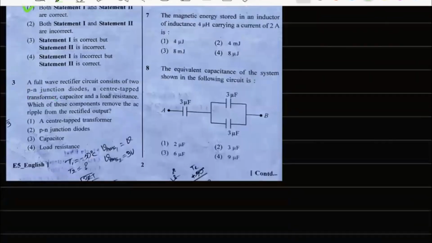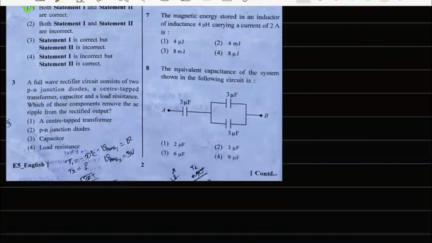Question number 2. Given below are two statements. Photovoltaic devices can convert optical radiation into electricity. Yes, so photovoltaic devices are basically photocells, or you can say solar cells. And Zener diode is designed to operate under reverse bias in the breakdown region. Yes, this statement is also true. So both statement 1 and 2 are correct. So then this should be the first one itself. Okay. Then question number 3.